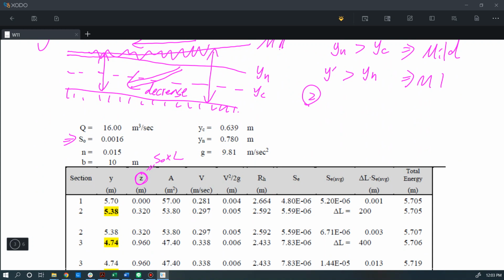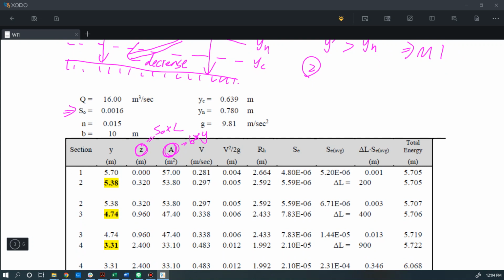so the area here should change to B, which is the width of this channel, times Y. Okay, so you need to modify this area in Excel in order to calculate all these numbers. Okay, for the rest of the terms, they should remain the same, that you can just follow the steps in the Excel, then you can calculate the numbers.